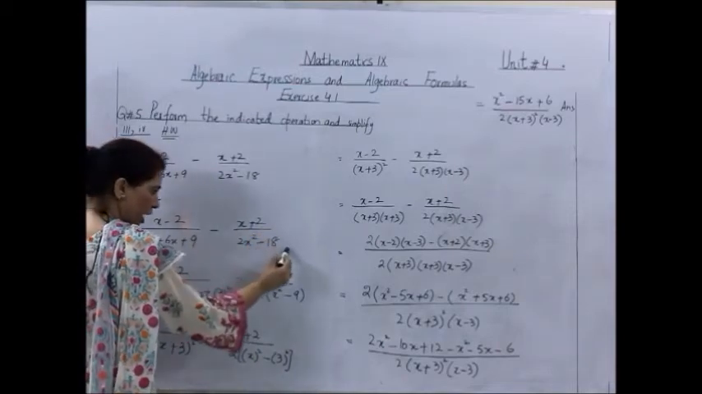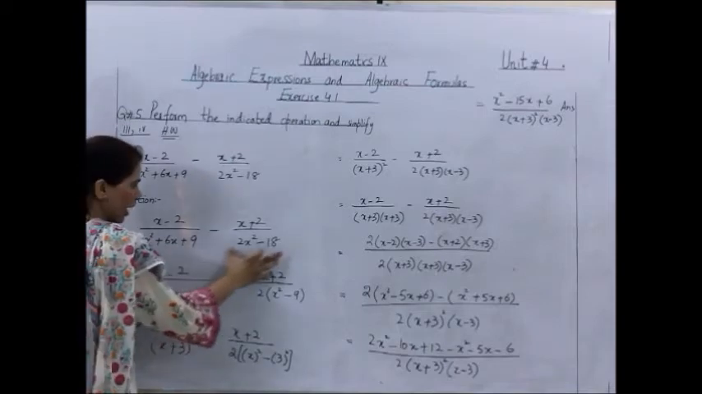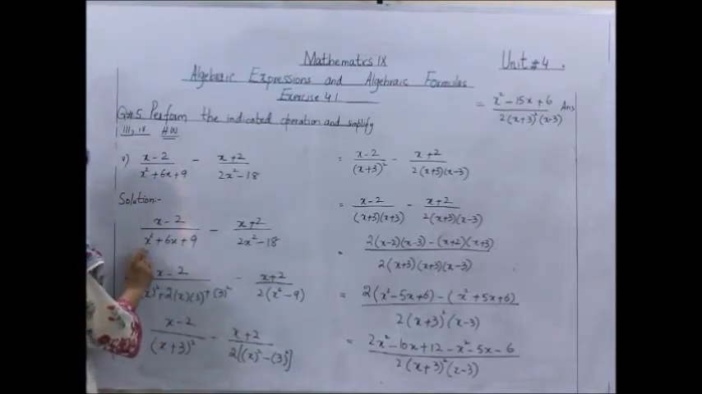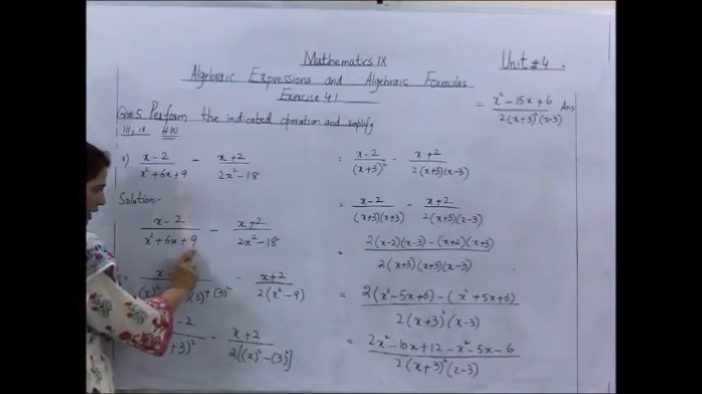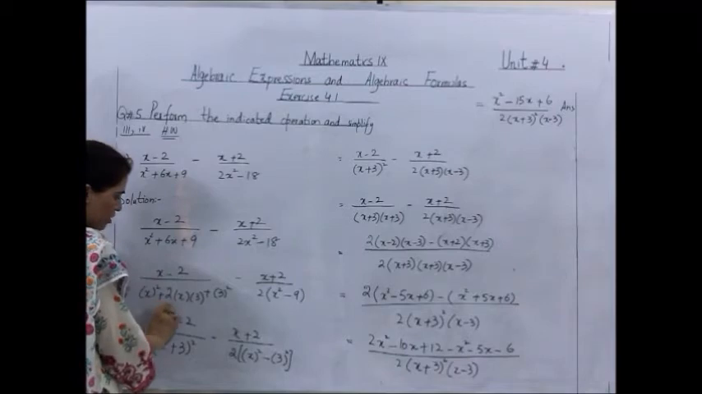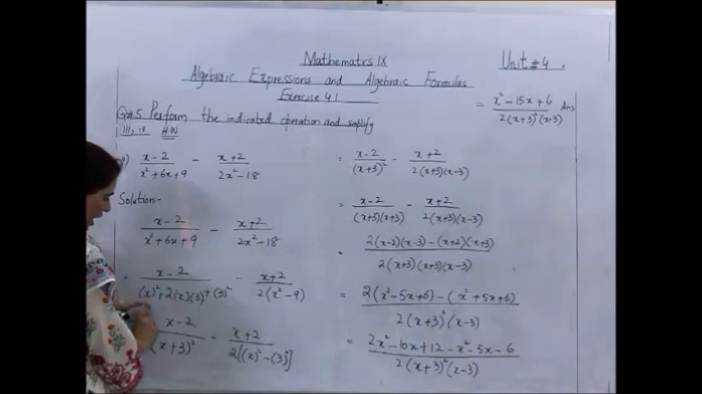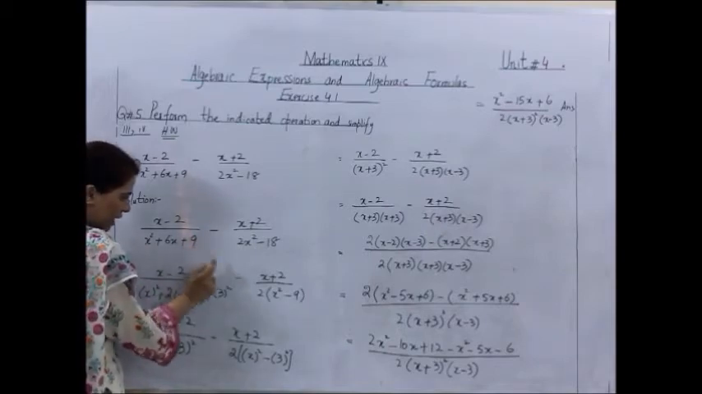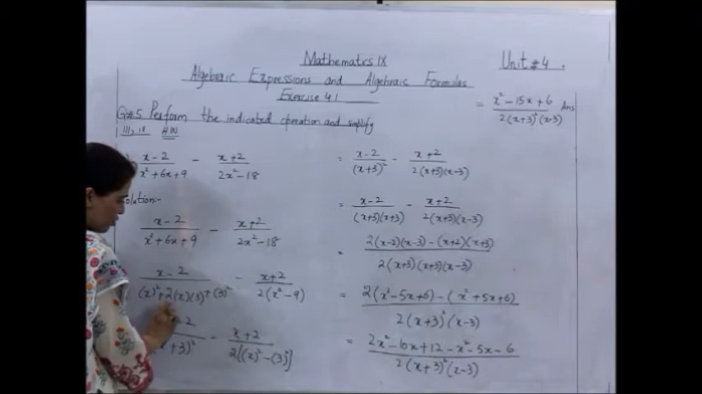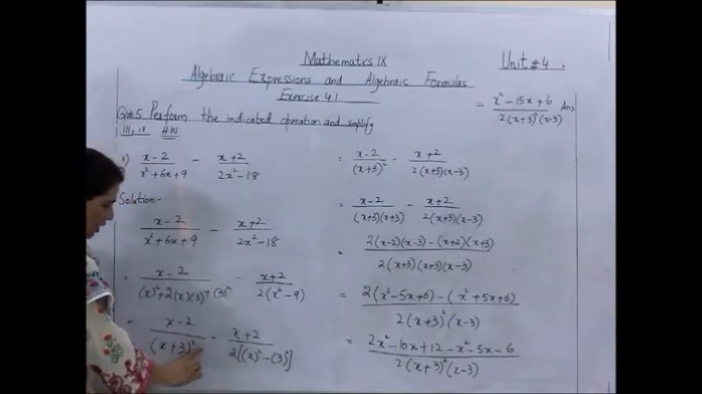As you have rational expressions, you have to take the LCM: common factors multiplied by non-common factors. First of all, we will make factors of these expressions. See, x square plus 6x plus 9: we write 9 as 3 whole square. a square plus 2ab plus b square becomes (a plus b) whole square.